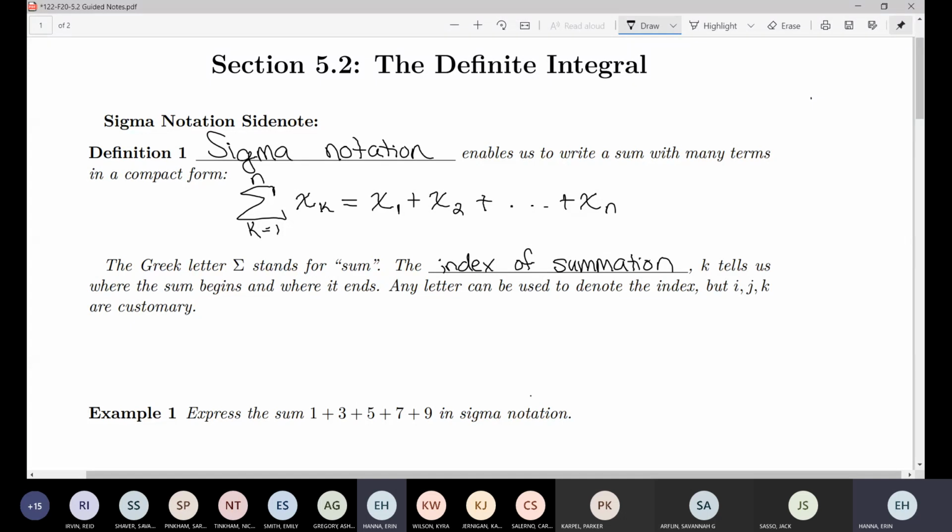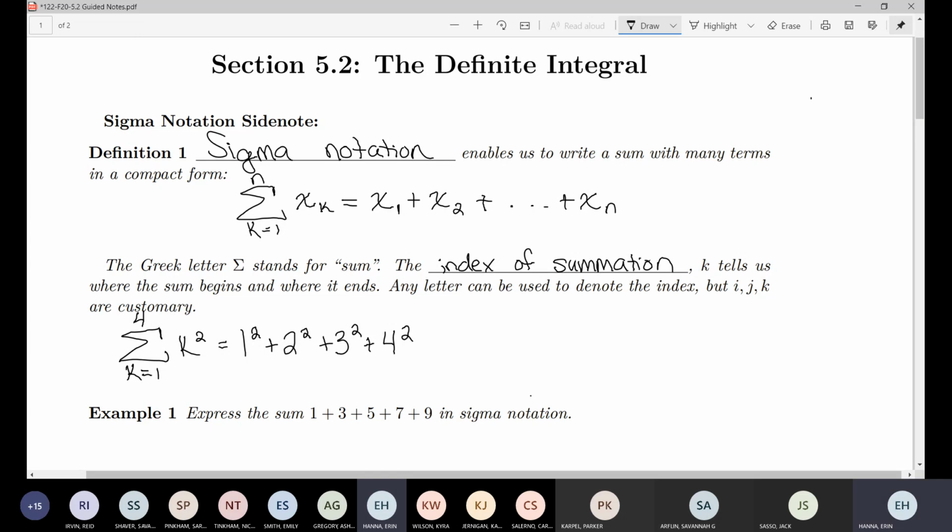So say I wanted to figure out what this was. So from k equals 1 to 4 of, let's do k squared. Essentially this is saying that all the things are going to look like something squared. I'm going to start by plugging in 1, and I'm going to keep going up the natural numbers until I get to plugging in 4.